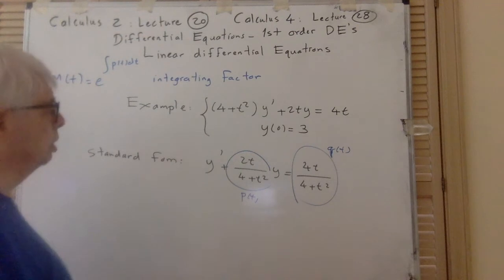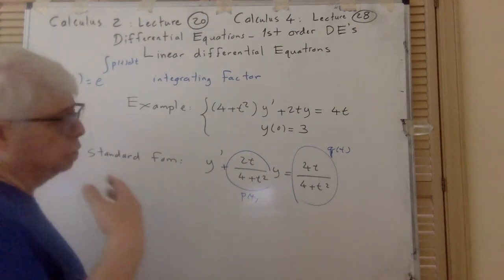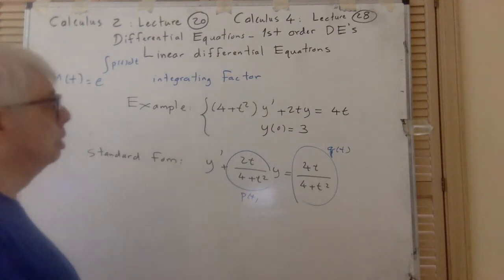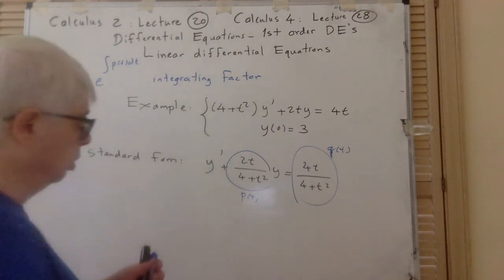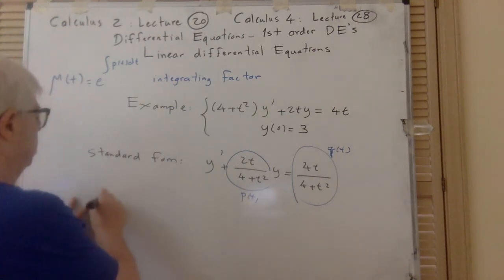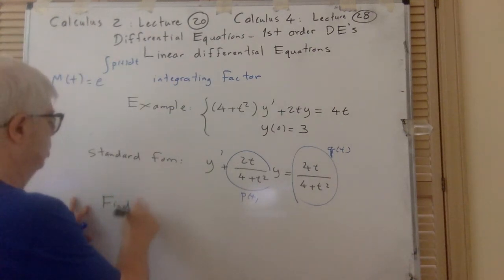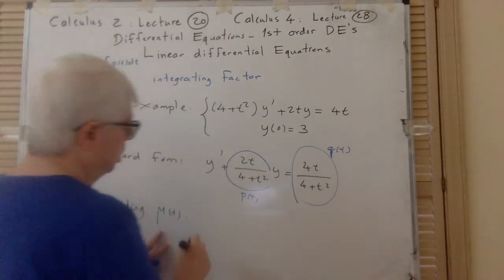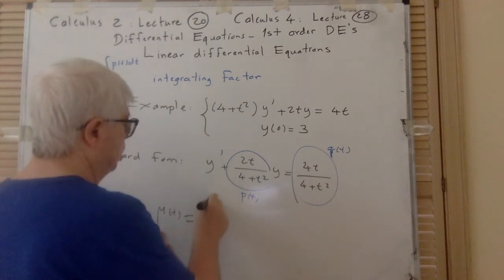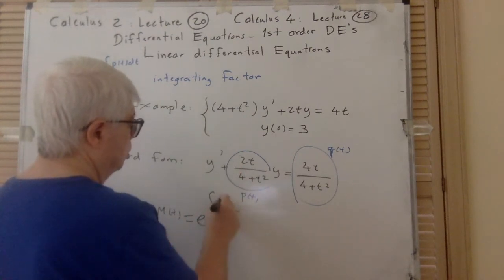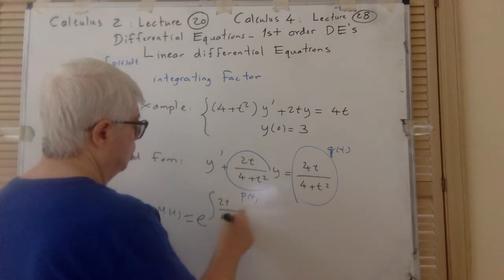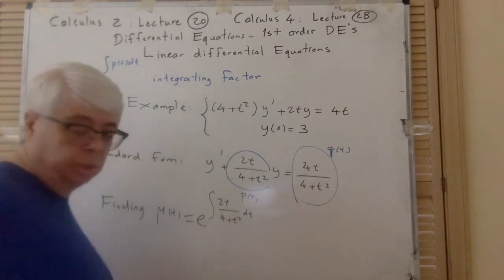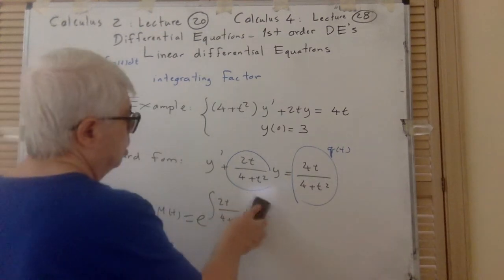The thing about this is that it's a procedure. First put it in standard form, then find mu, and then you have the solution. So the next step is finding mu. What was mu t? Mu t was e to the power of the integral of 2t over 4 plus t squared dt, right? That's the p t, the p t dt.